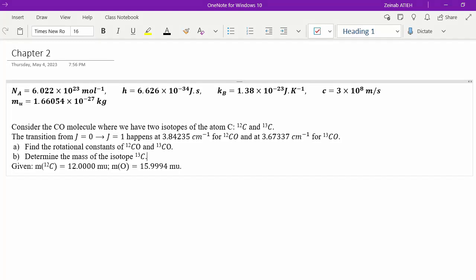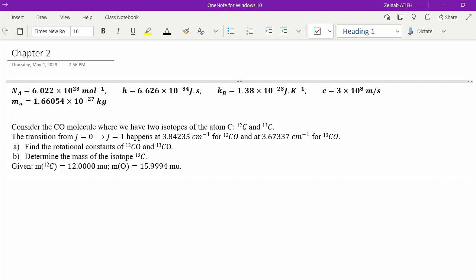Good morning, everyone. Today you are going to solve some questions related to Chapter 2 in Molecular Physics. This chapter was mainly discussing purely rotational spectra. So let's start. Before starting, I have printed the constants that we are going to use throughout our solution.